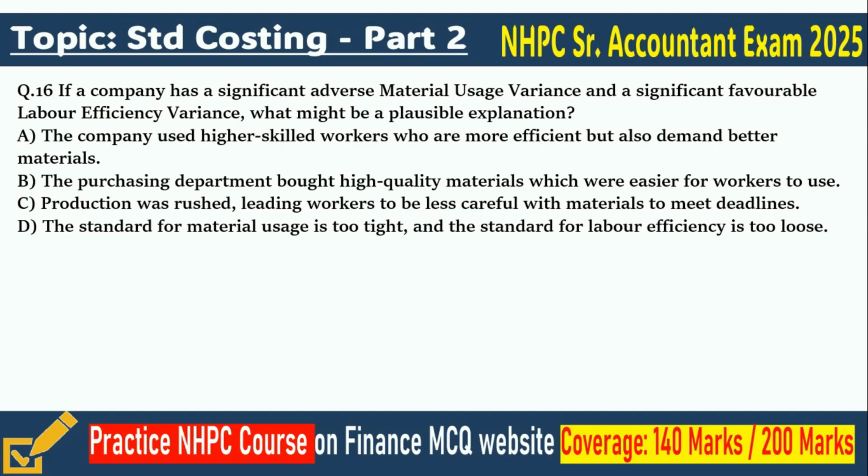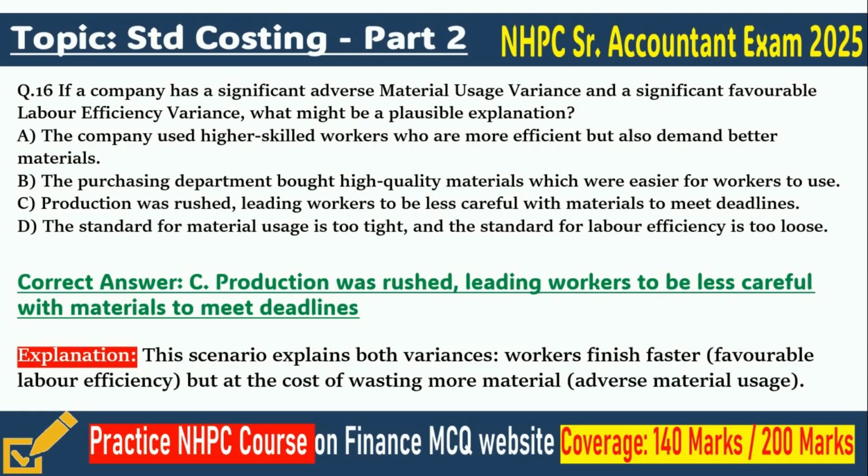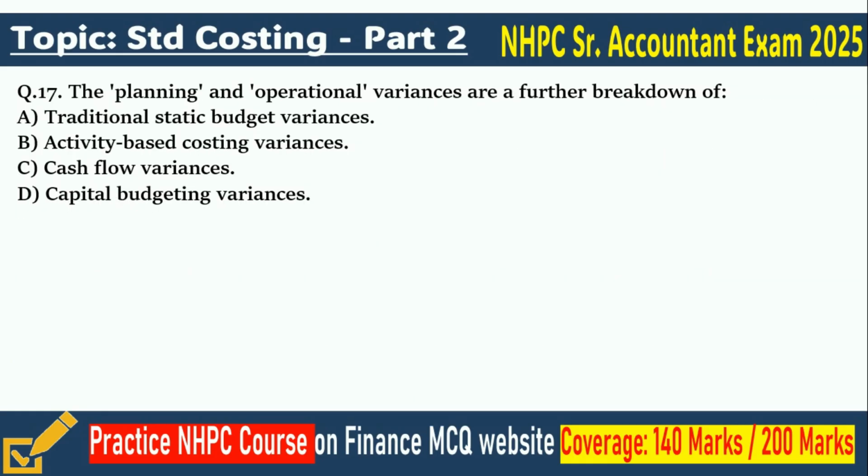So, pause the video, read all the options again, friends. You should know the correct answer. The correct answer is option C. Production was rushed, leading workers to be less careful with materials to meet deadlines. So, friend, this scenario explains both variances. Workers finish faster, so that will lead to favorable labor efficiency, but at the cost of wasting more materials. So, that will result in adverse material usage. Moving on, friends, next question.